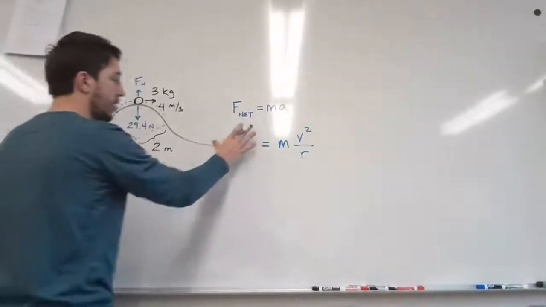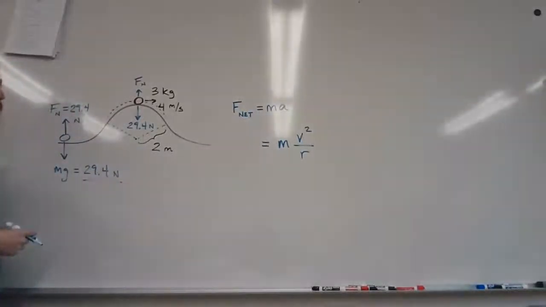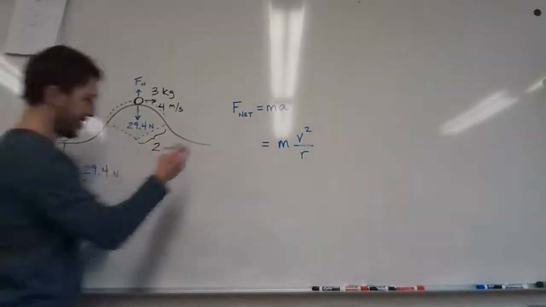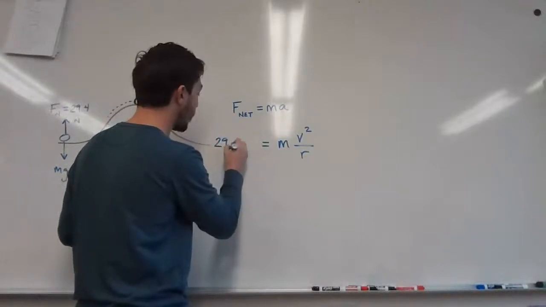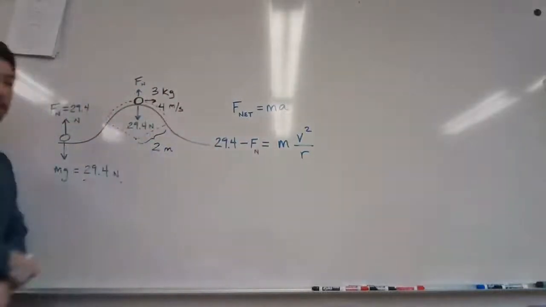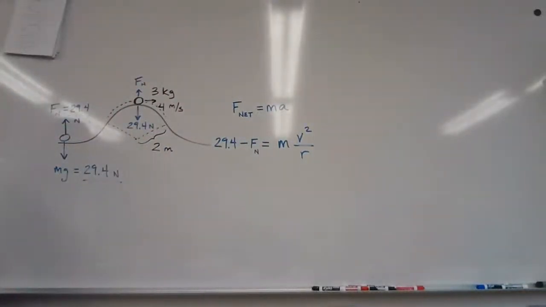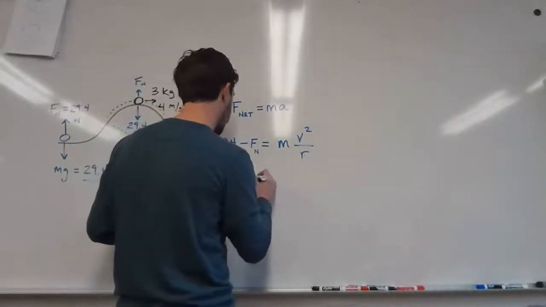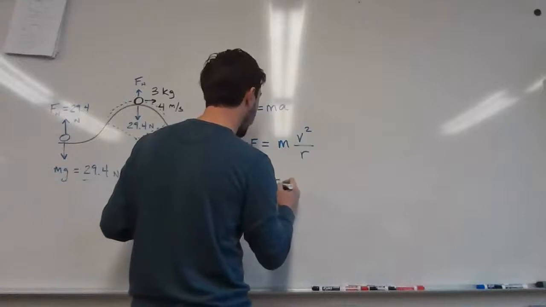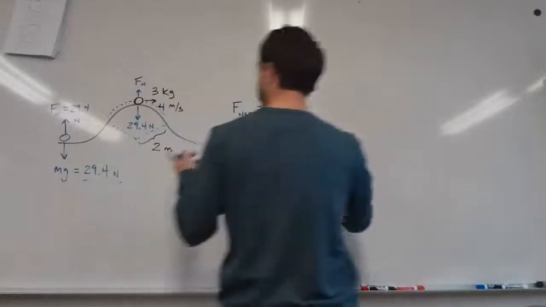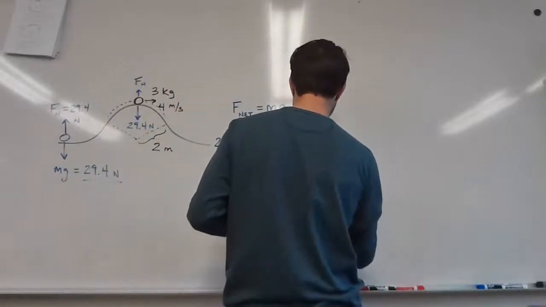What am I going to replace net force with? Something minus. Correct. 29.4 minus the normal force. Everyone okay with that? All right, let's plug in numbers that we know. 29.4 minus F normal equals the mass, 3, times the velocity, 4, squared, over the radius, 2.